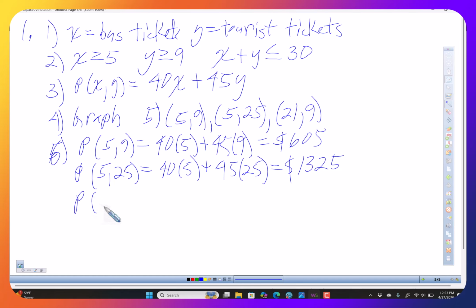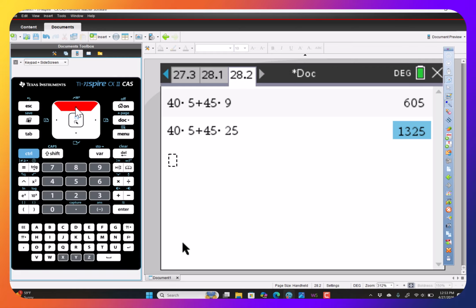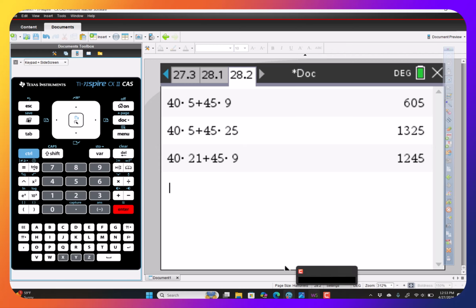And profit at 21, 9 is 40 times 21 plus 45 times 9. So we're going to go grab that calculation again. We're going to make business class seats 21 and change tourist seats to just 9, and we get 1245.